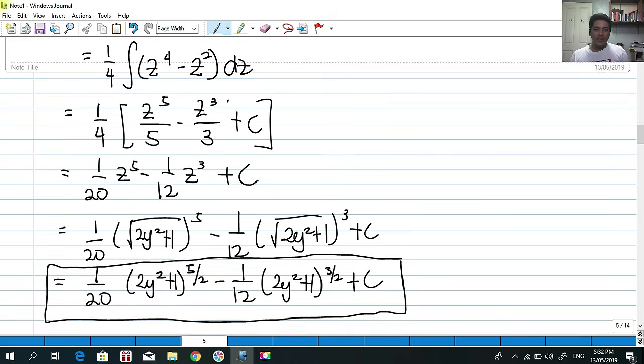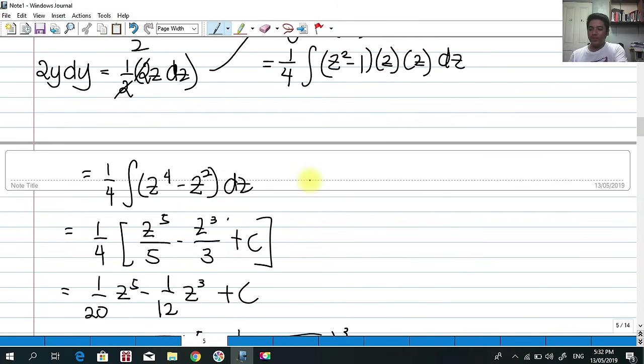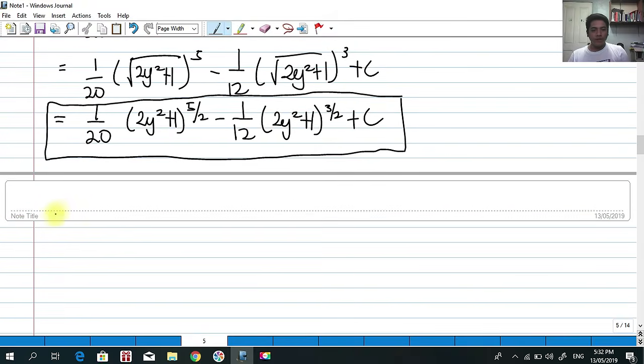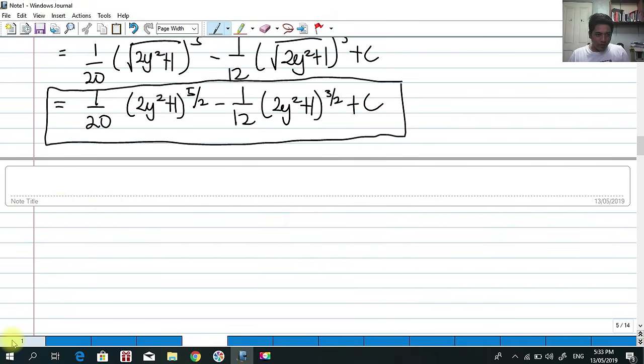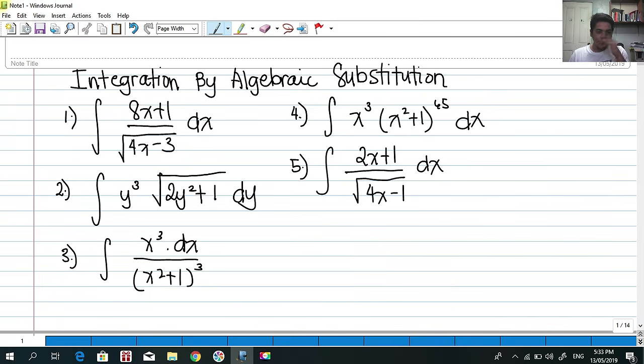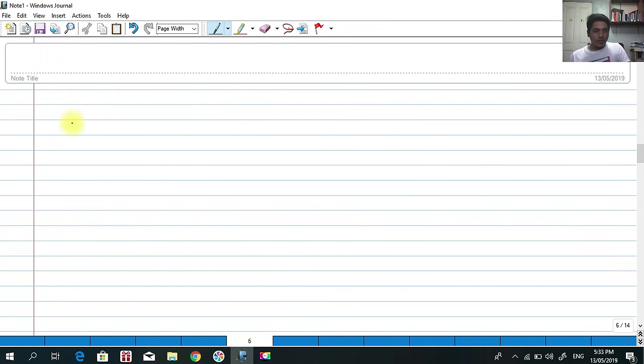Okay, I hope that is clear. Let's go now to number 3. For number 3, let's go back to our question. So let me just rewrite the question. Number 3, I'm sorry, this should be number 3. The integral of x cubed dx over x squared plus 1 raised to 3. Let me just rewrite this line.